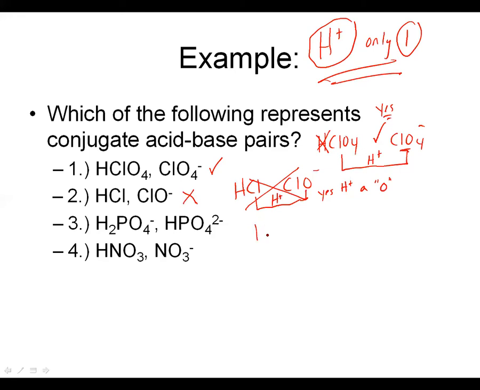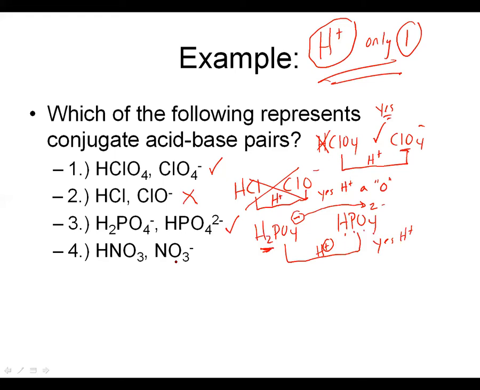When we look at the next one, which is H2PO4 minus and HPO4 2 minus, we're looking for, again, that difference of an H plus. So the answer is yes, there is a difference of an H plus. And again, if you take the H off of here, you'll be left with HPO4. And as we go from -1, when we lose the H plus, -1 becomes -2. So this is an acid conjugate base pair.